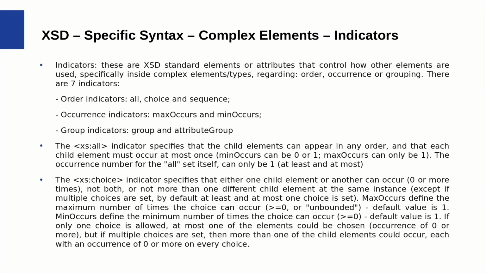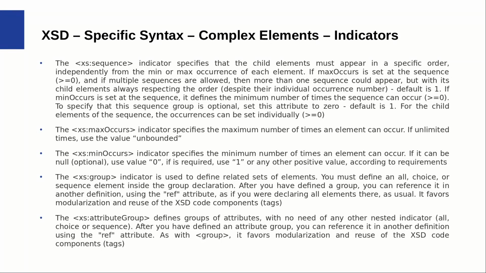So the third and last order indicator is the sequence, which is the most commonly used. And the sequence indicator specifies that the child elements must appear in that specific declared order of the XSD, independently from the minOccurs or maxOccurs of each element.